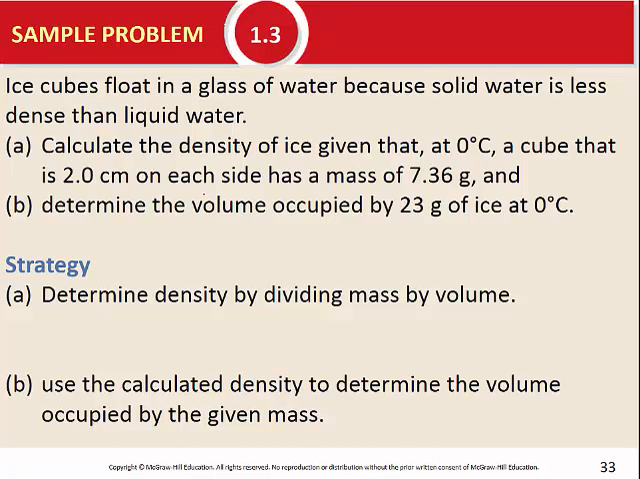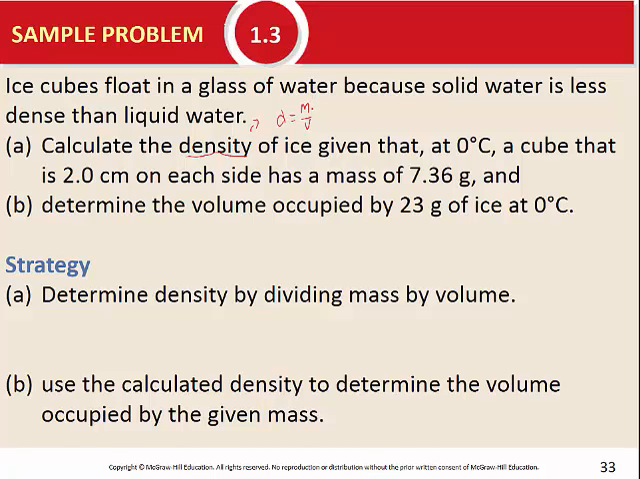So let's look at this word problem. We're given 3 numbers here. We're given a temperature, 0 degrees Celsius. We're given a length, 2 centimeters, the length of a cube, and we're given a mass in grams, and we're asked for the density. Now, when you see the word density, it helps to go ahead and real quickly write what the formula for density is. Well, the formula for density is mass divided by volume.